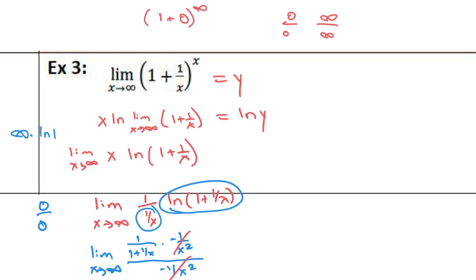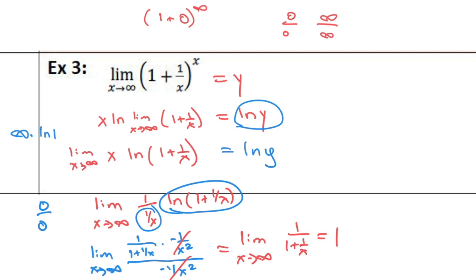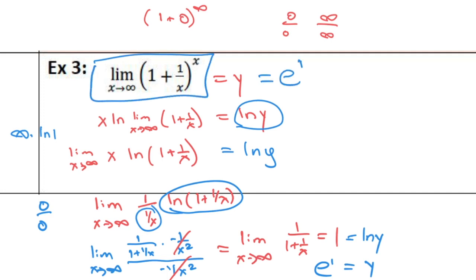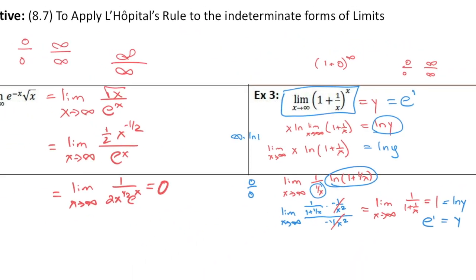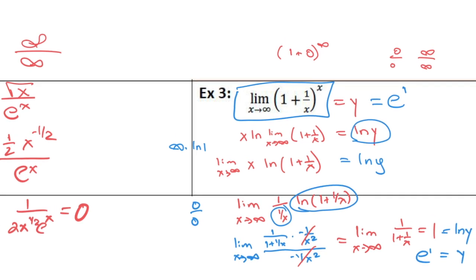Conveniently, the negative 1 over x squareds cancel out, and this is the limit as x goes to infinity, 1 over 1 plus 1 over x, and we all know that that is 1. However, we've lost track of the right-hand side of the equation. This was equal to the natural log of y all the way through. So now let's solve for y. y equals e to the 1. So that tells us that this limit, no surprise, is equal to e to the first power. And that would be using L'Hopital's rule and finding derivatives.